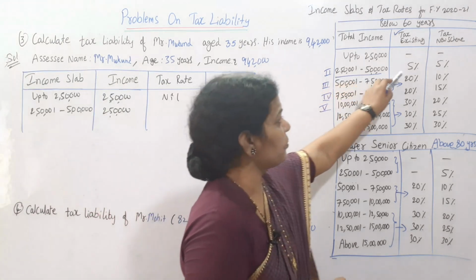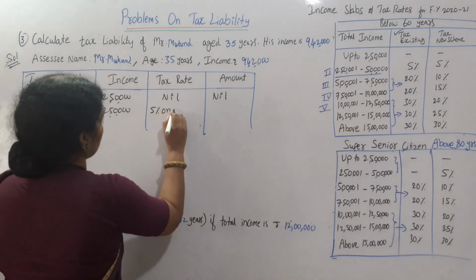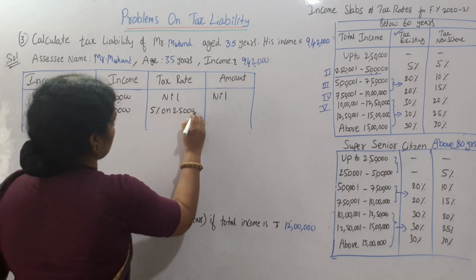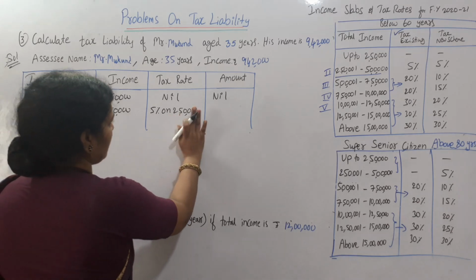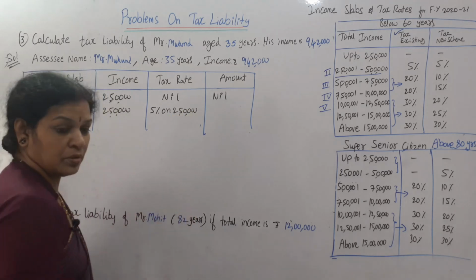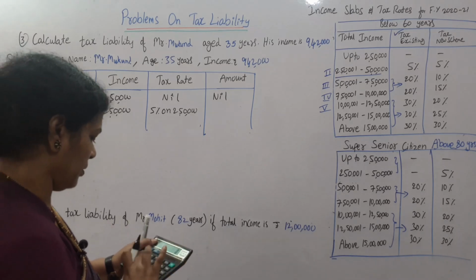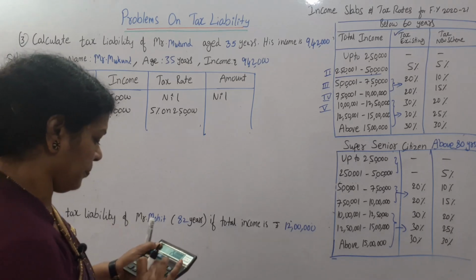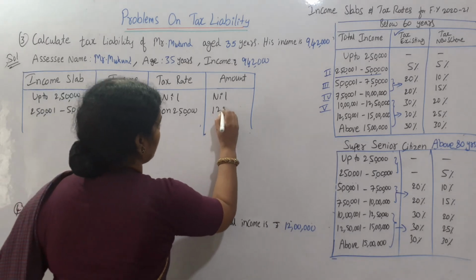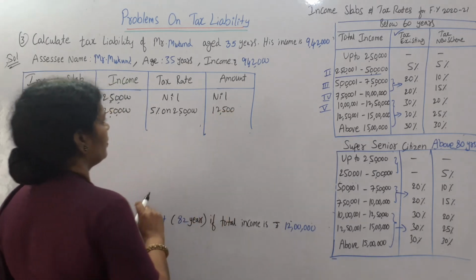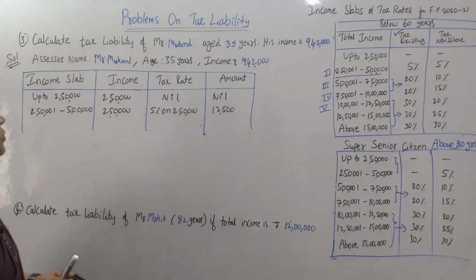So at this stage, 5% we charge. 5% on 2,50,000. 10% is 25,000, and half of that, 5%, means 12,500. So this is over.